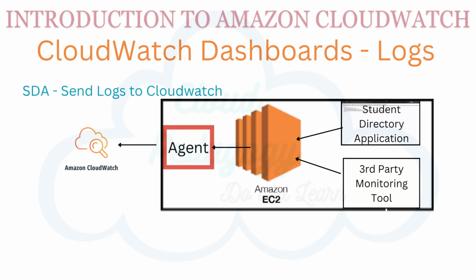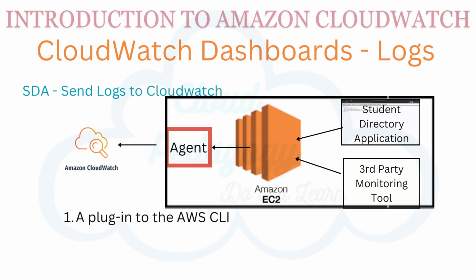The CloudWatch logs agent enables an Amazon EC2 instance to automatically send log data to CloudWatch logs. The agent includes components like a plugin to the AWS command line interface that pushes log data to CloudWatch logs, a script that initiates the process to push data to CloudWatch logs, and a cron job that ensures the daemon is always running. After the agent is installed and configured, you can then view your application logs in CloudWatch logs.